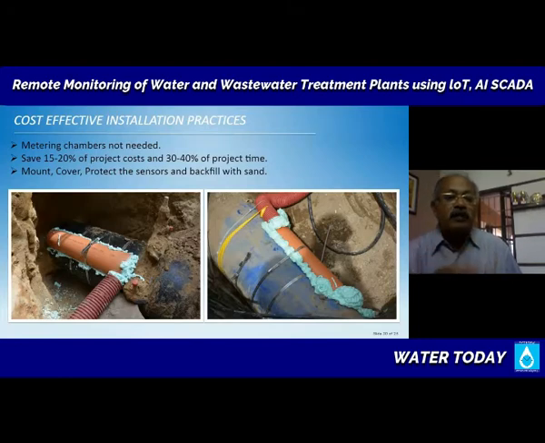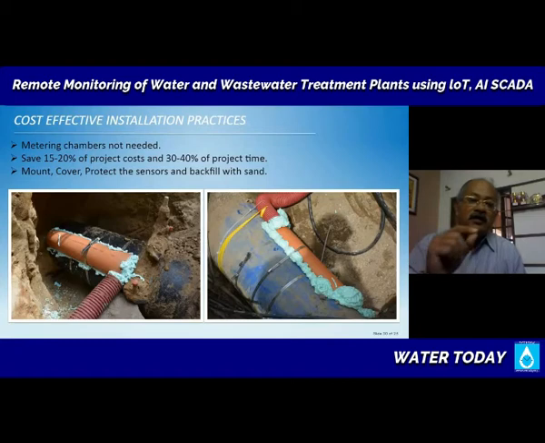Now, if you backfill the excavation with sand, then you have saved the cost of constructing these expensive chambers. Each chamber costs 30, 40, 50,000 in Indian rupee terms. All these costs and the time can be saved by deploying the right technique and the right way of protecting the sensor.